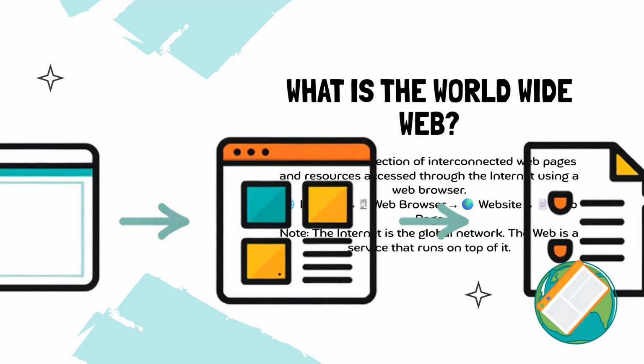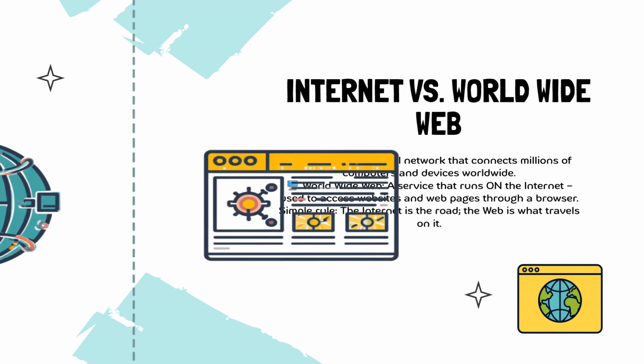One important thing to remember is that the internet and the World Wide Web are not exactly the same thing, class. Students sometimes use the words internet and web as if they mean exactly the same thing, but there is a difference. The internet is the global network that connects millions of computers and devices around the world. The World Wide Web, on the other hand, is one of the services that uses the internet.